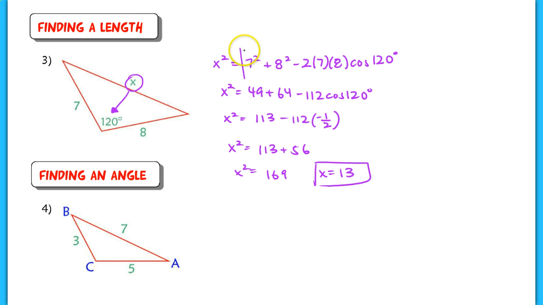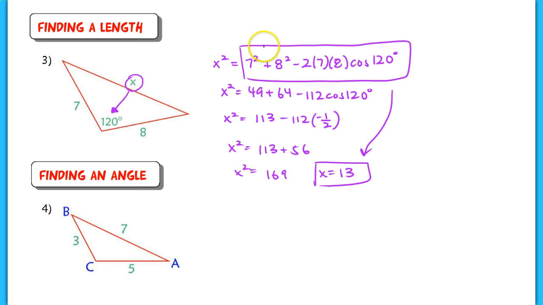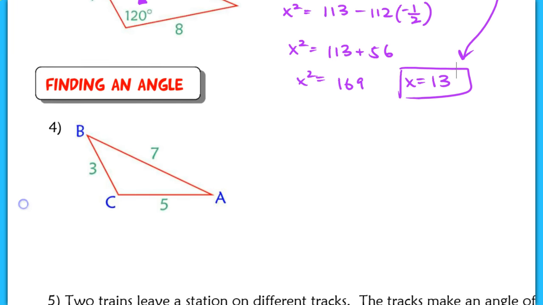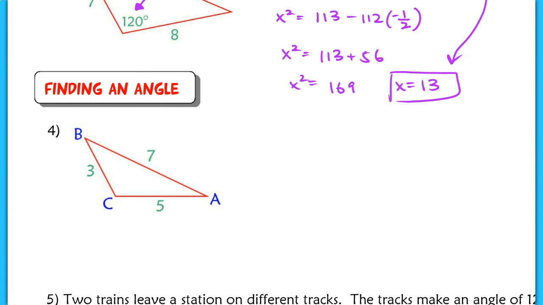And of course you could always plug that right into your calculator as well, but you'll end up with x equaling 13. Just remember that you can't just plug this in, you have to take the square root of that value. Okay? All right, now finding an angle is pretty similar. Here we just follow the law of cosines again. In this case, I can solve for any of those particular angle measures because I have all of the side lengths here. So let's say that I wanted to solve for angle B.